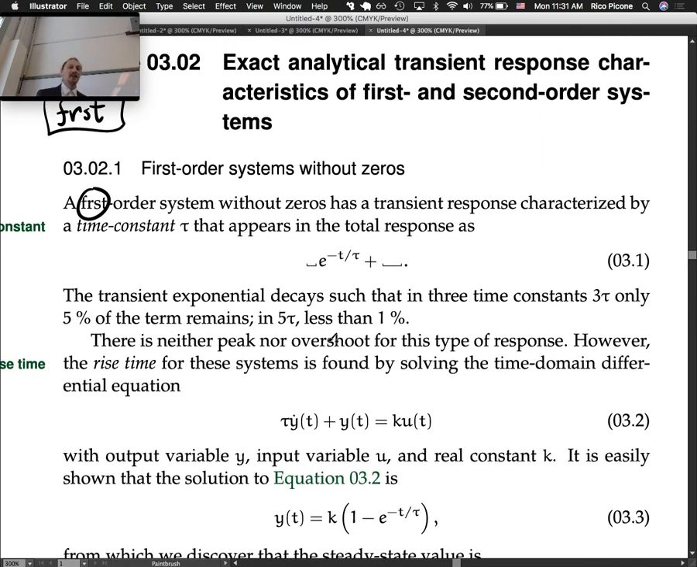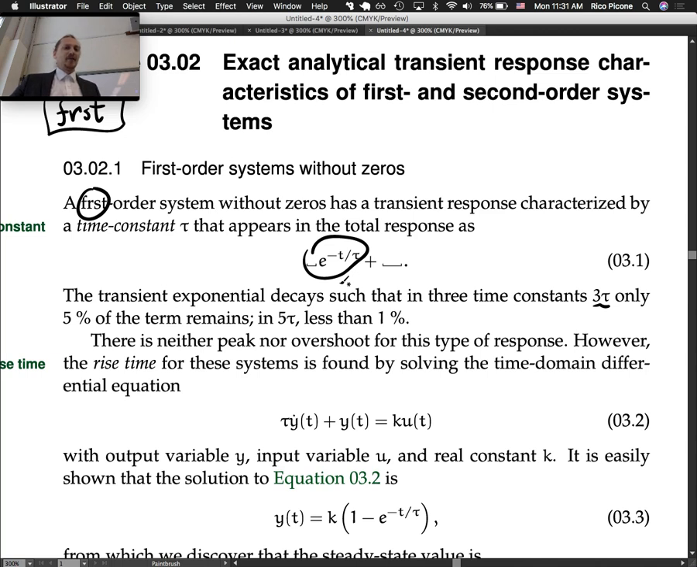The transient exponential decays such that in 3 time constants, 3 tau, only 5% of the term remains. In 5 tau, less than 1%. So this term, after 3 time constants, there's only 5% of it left. After 5 time constants, there's less than 1% of it left. Okay? Because this exponential is just getting smaller and smaller, right? E to the minus larger and larger number gets smaller and smaller. Exponentially so, in fact.